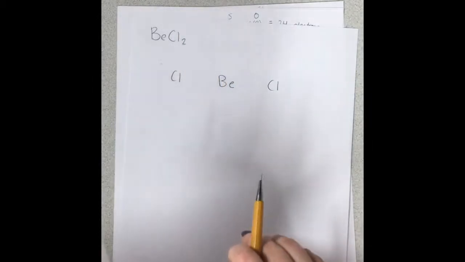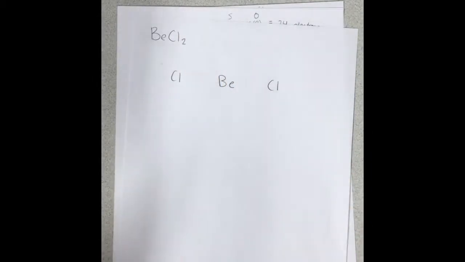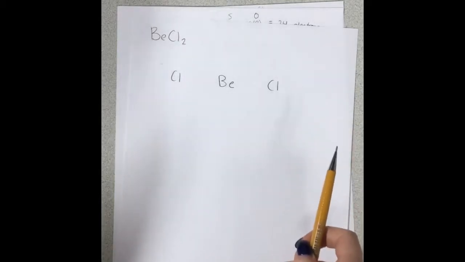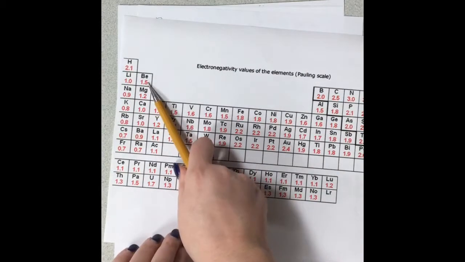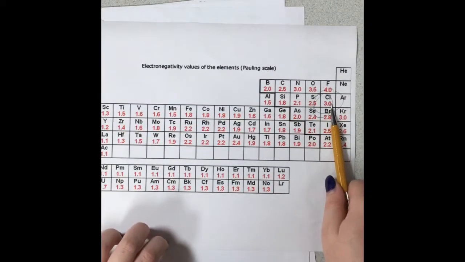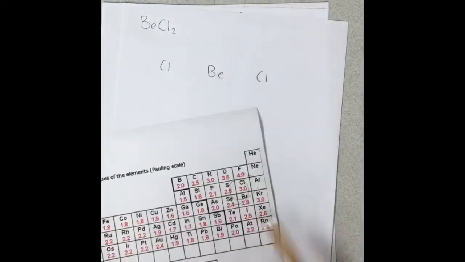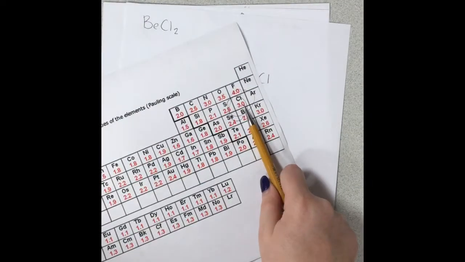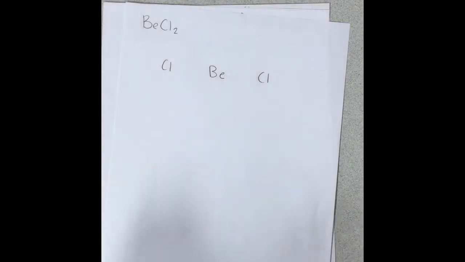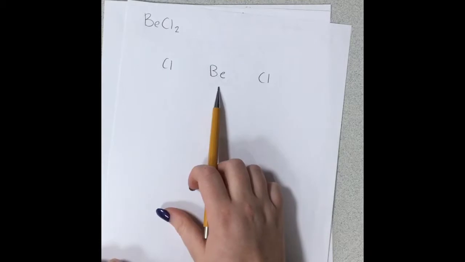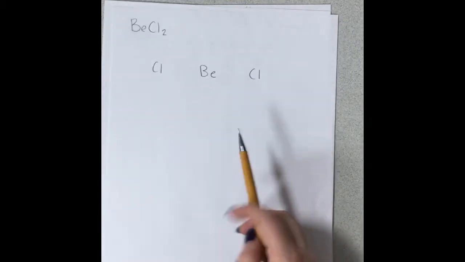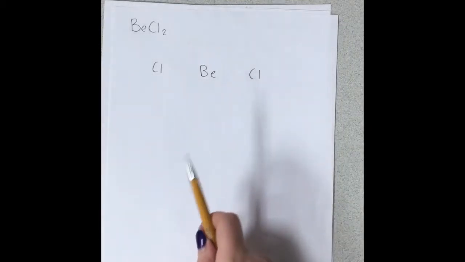Now, when we create our Lewis structure, we need to remember to place the atom with the highest electronegativity towards the outside. If we look at our electronegativity chart, we'll see that beryllium's electronegativity is 1.5, while chlorine's is 3.0, meaning that chlorine is the more electronegative atom. So, as I've already done, we will put chlorine on the outside and beryllium as our center atom in our Lewis structure.